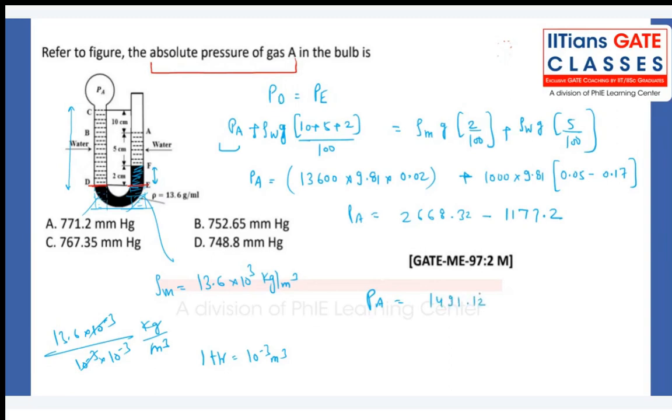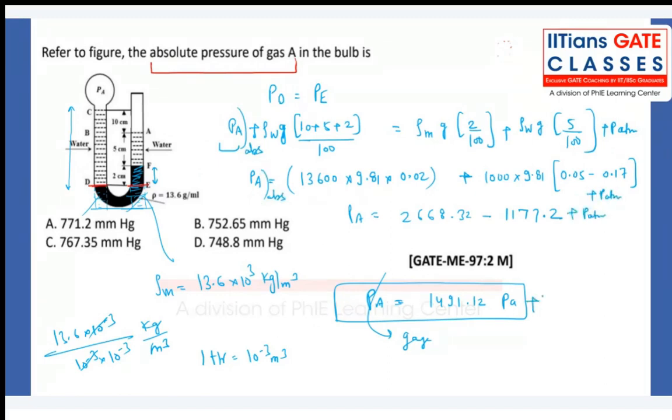1491.12 Pascal. Just check it out whether it is correct or not. Is that correct? No, but that is a gauge pressure, because we have not added till now any atmospheric pressure, right? We have to add the atmospheric pressure to measure the pressure at a point to be called absolute pressure. To be called absolute pressure, I need to add PATM.